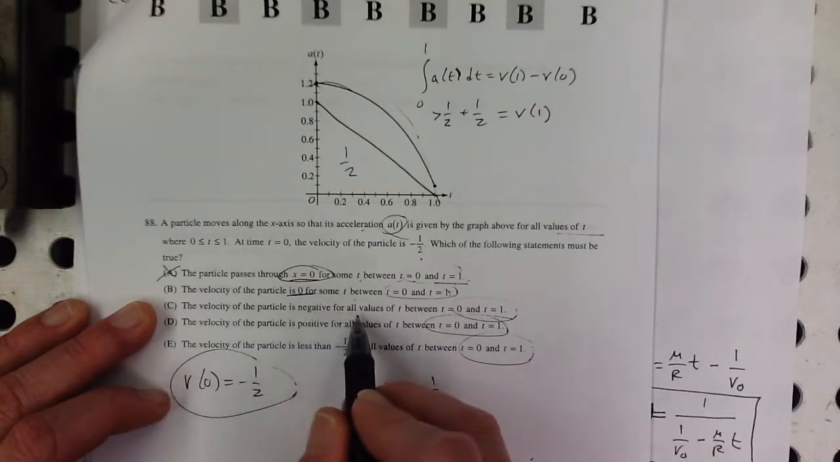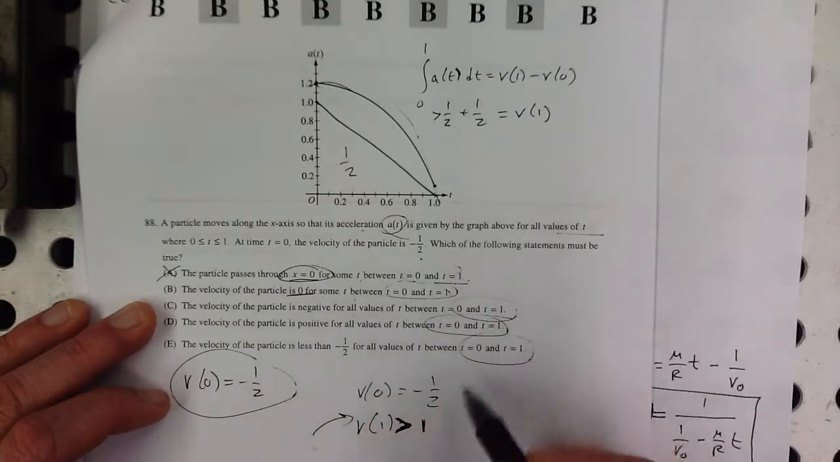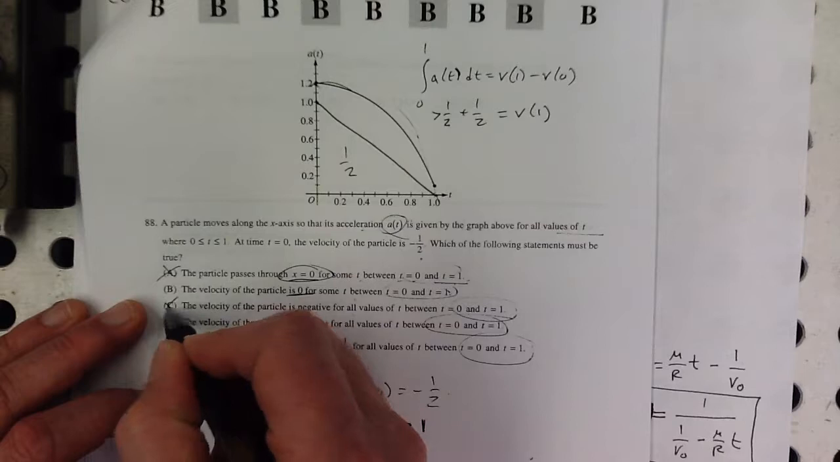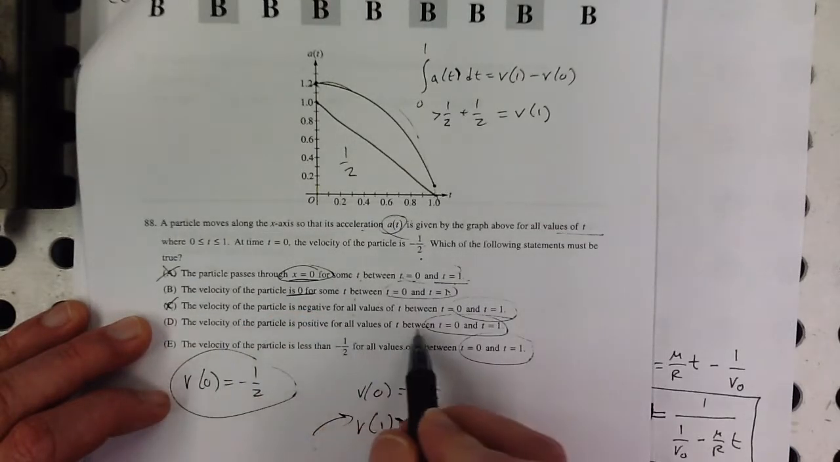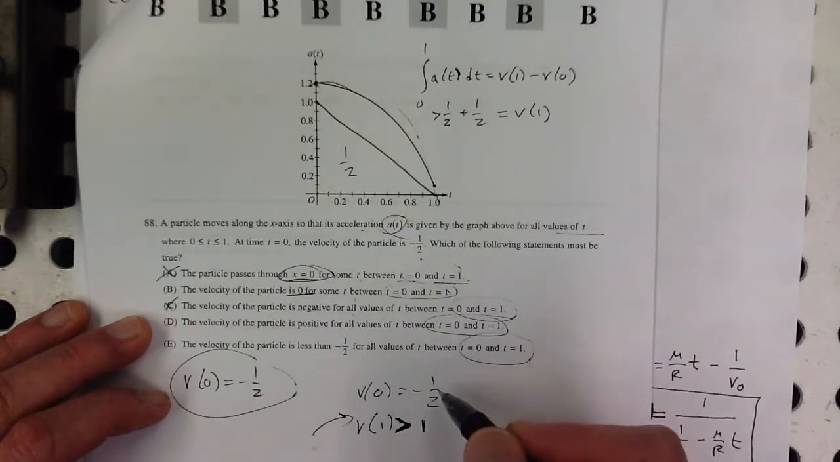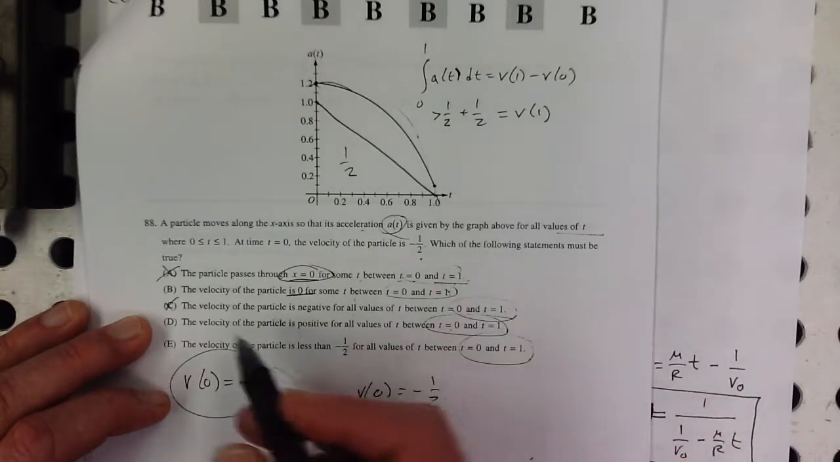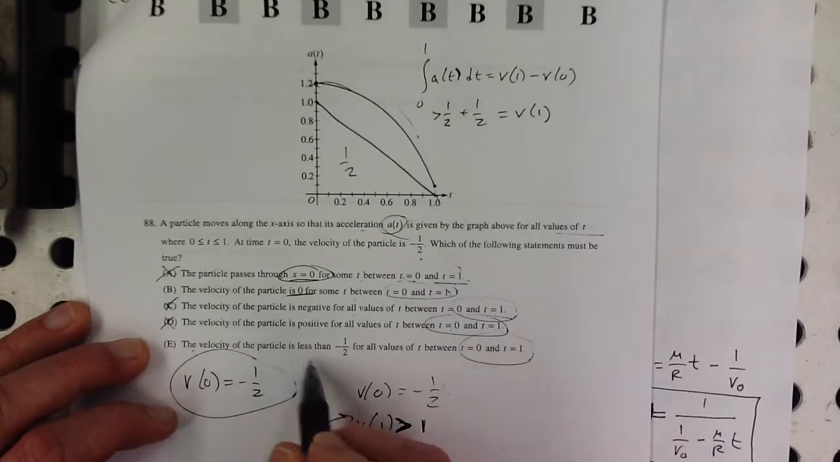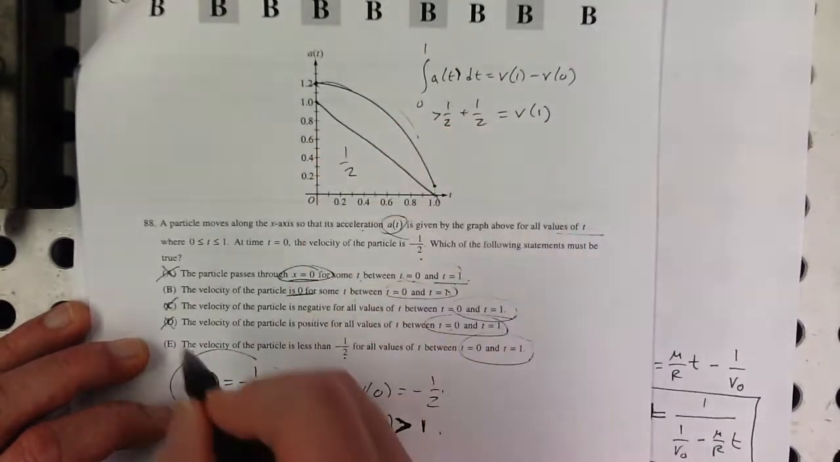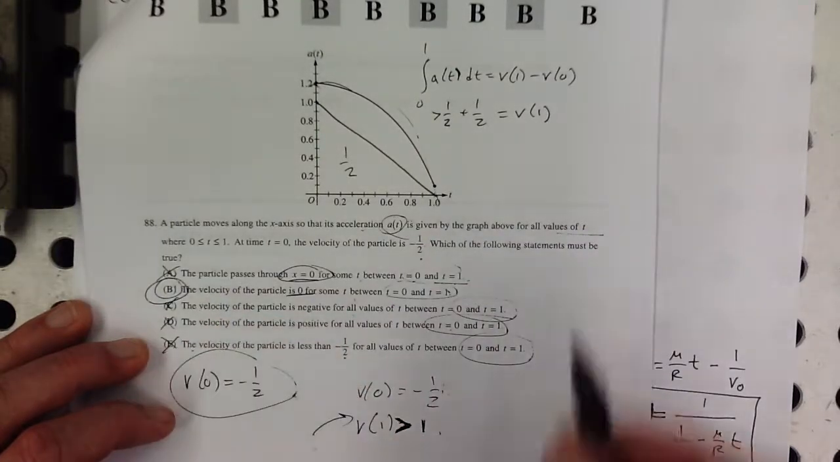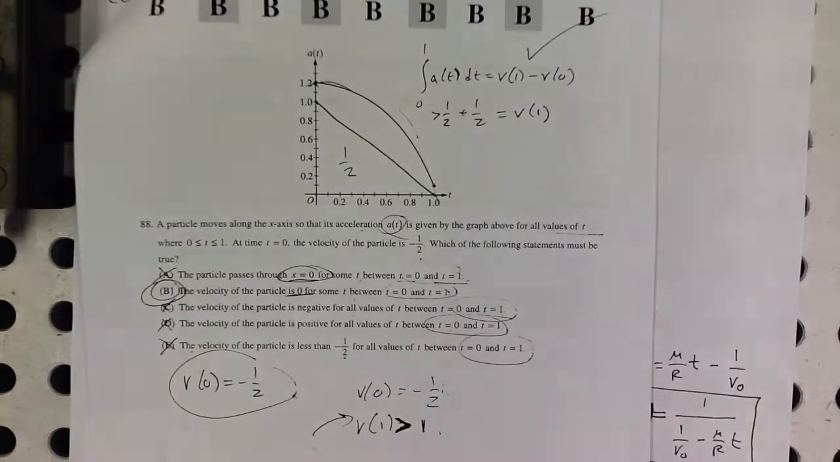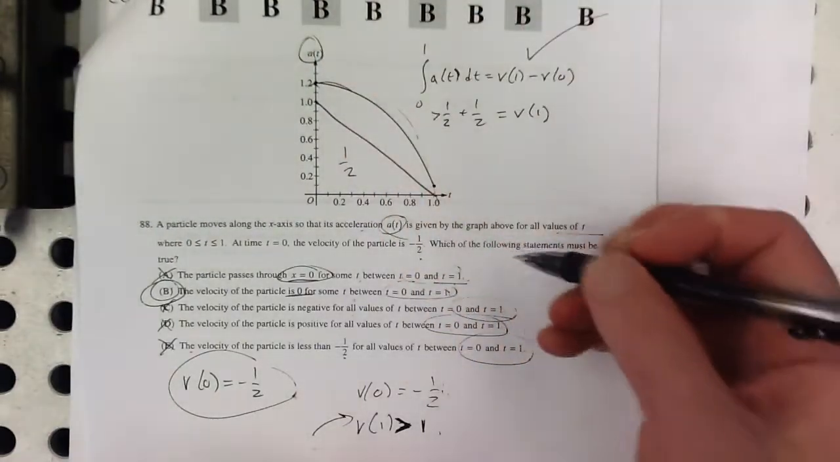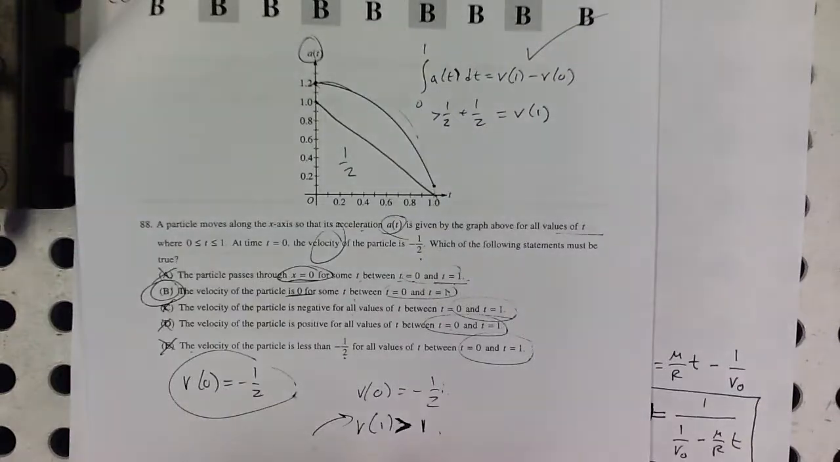The velocity of the particle is negative for all values of t between 0 and 1. That's not true. The velocity of the particle is positive for all values. No. I mean, that's crazy because they told us basically that that's not true. Velocity of the particle is less than negative 1/2 for all values. No, definitely it's increasing. So B is the correct answer. So this, I think, was the way to go there. Fundamental theorem. How do you get from acceleration to velocity? Fundamental theorem. That's how.